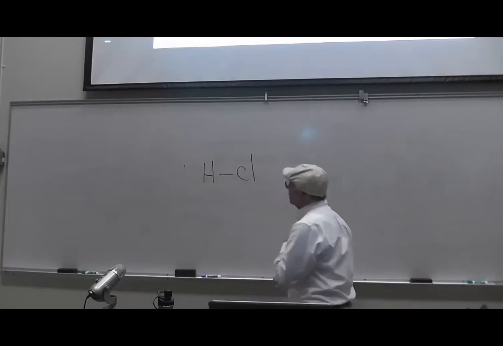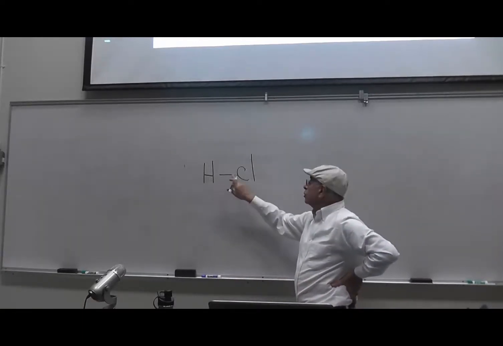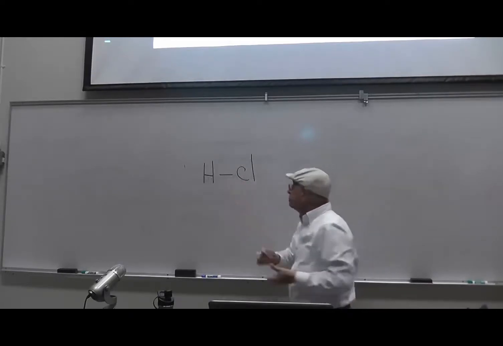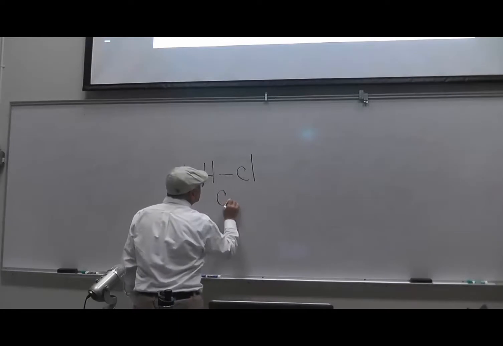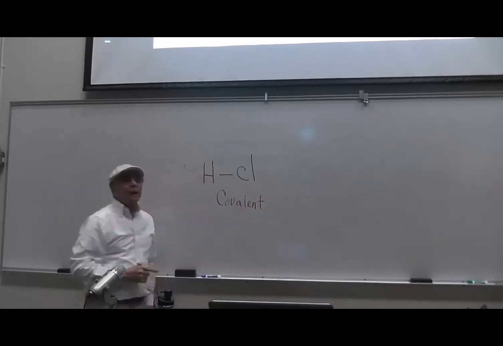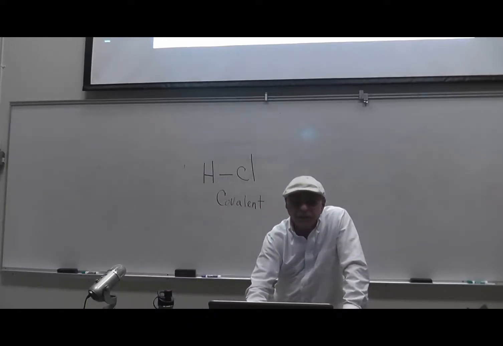In HCl, hydrogen brought one electron, chlorine brought one electron. They are sharing these electrons. So this is a covalent bond. Guys, look up the table. Look at this table and tell me the electronegativity of hydrogen. 2.1.